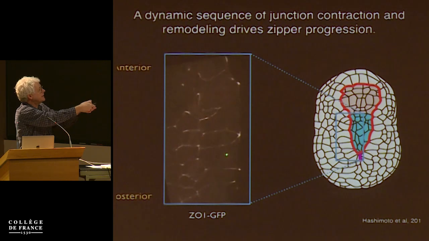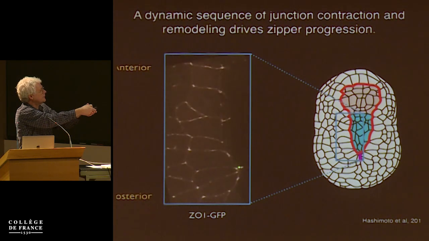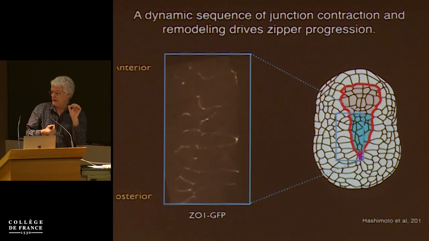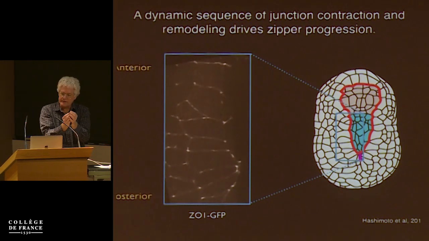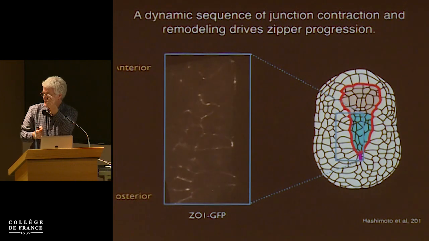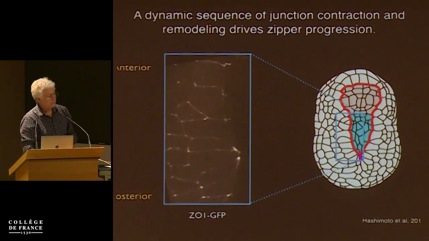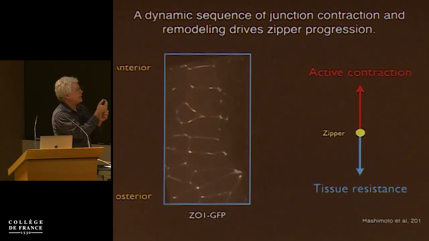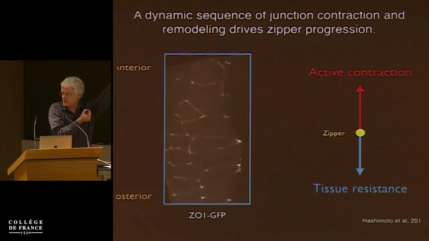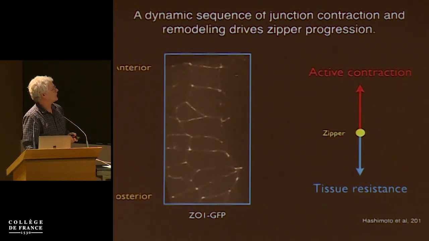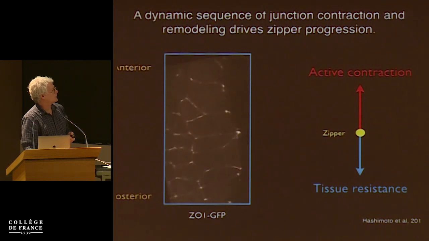If you look behind the zipper, the cells are transiently stretched, and then they relax again. We think that relaxation occurs when the cells complete junctional exchange and let go and can move back. So the basic picture that emerges here is one in which you have active contraction ahead of the zipper that's driving it forward, and passive resistance of cells to stretching behind the zipper, which resists. Okay, so what's producing the forces that drive that?